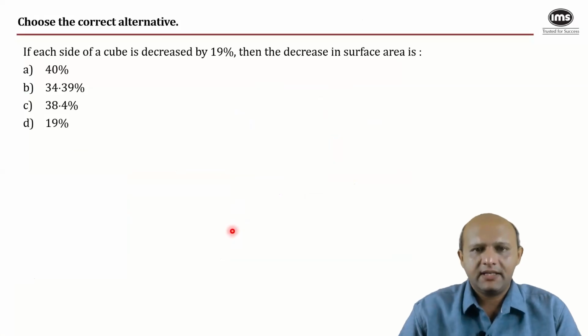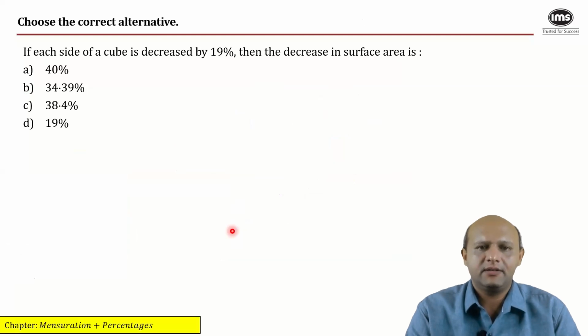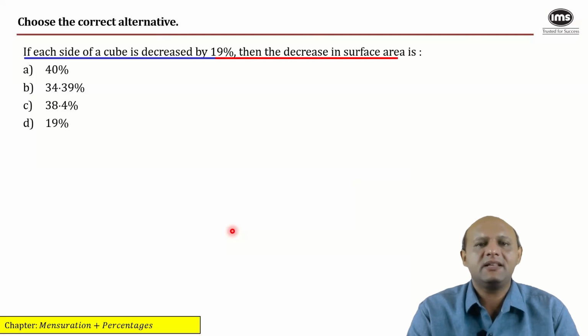Yes, let us move on to the next question. It says, if each side of a cube is decreased by 19%, then the change in the surface area is... This is a question typically on mensuration and percentages, so a combination of the two.